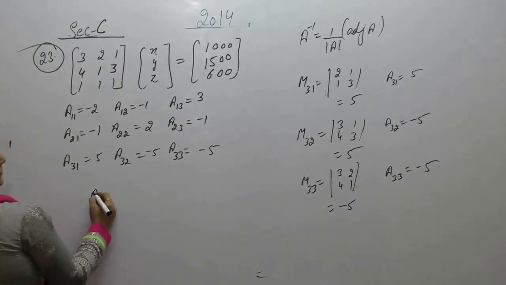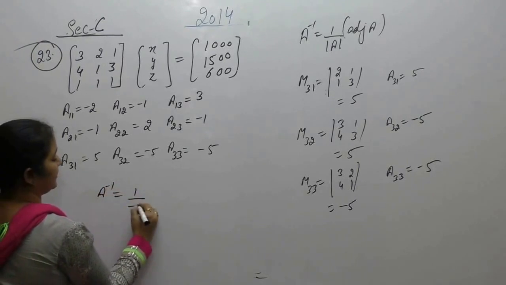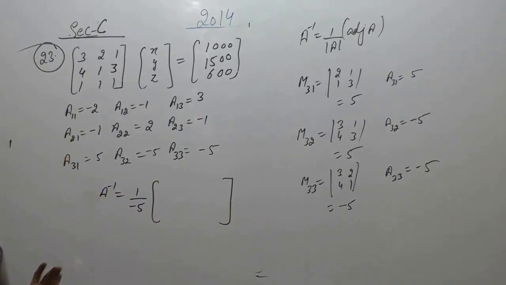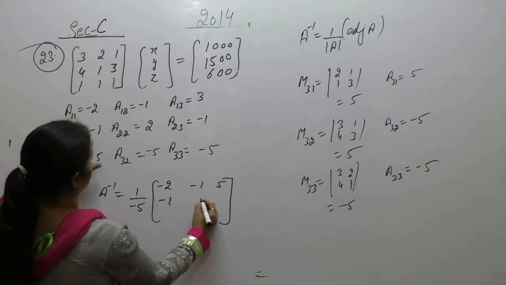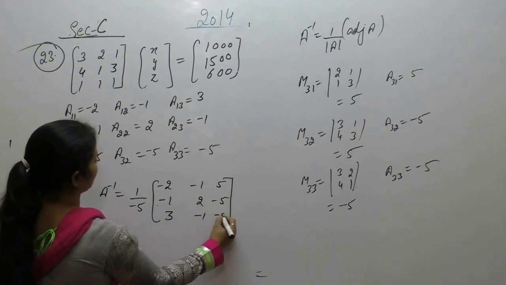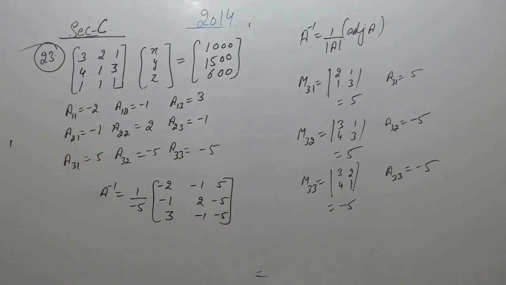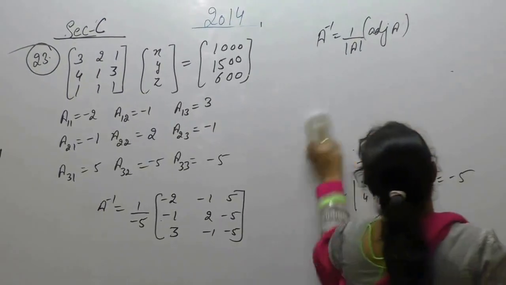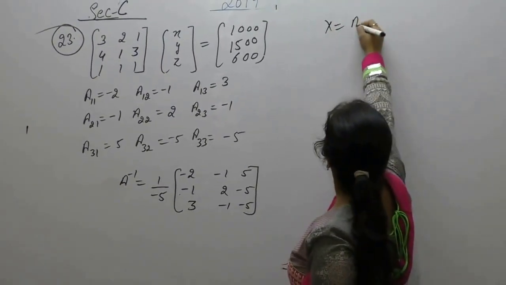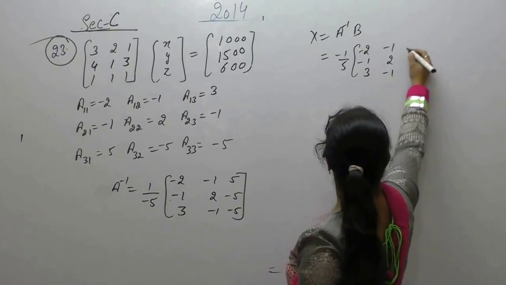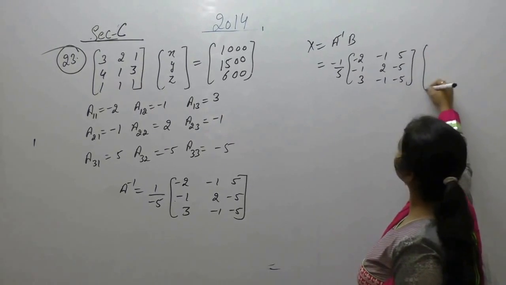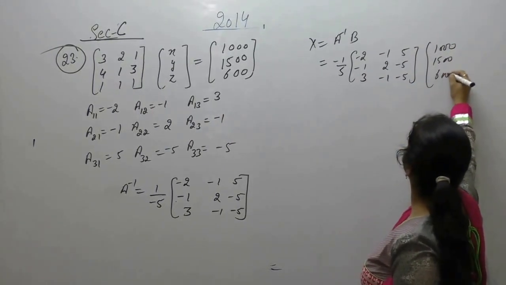So A inverse is 1 upon determinant of A, adjoint of A has elements minus 2, minus 1, 5, after taking transpose: minus 1, 2, minus 5, 3, minus 1 and minus 5. Now we want to find the value of X. So X is A inverse into B. Minus 1 by 5, minus 2, minus 1, 3, minus 1, 2, minus 1, 5, minus 5, minus 5, into B, which is 1000, 1500 and 600.